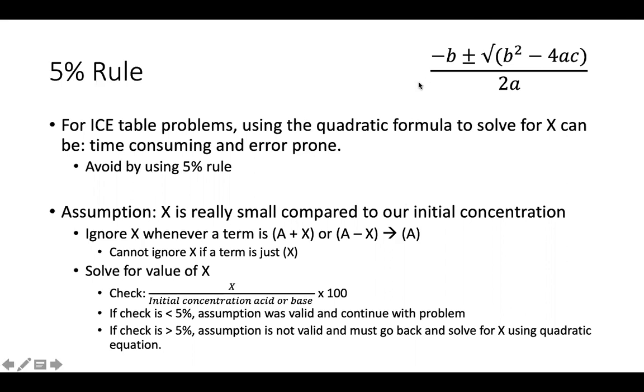Okay, and the quadratic formula, if you're not familiar with it, is this equation up in the top corner, where A is the coefficient in front of X squared, B is the coefficient in front of X, and C is the term with no X associated with it.